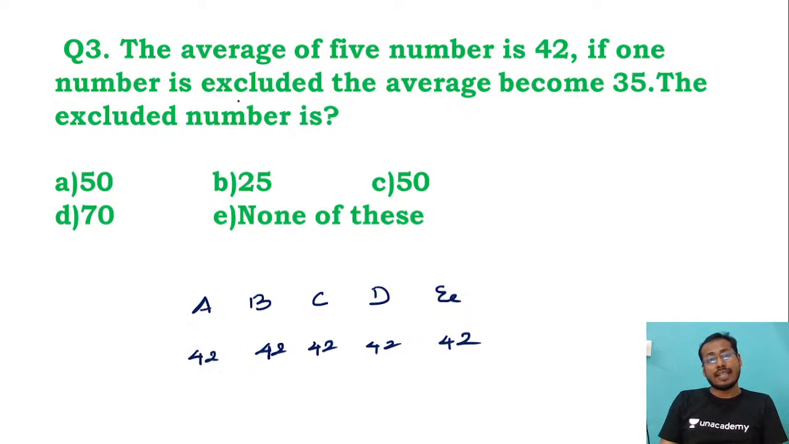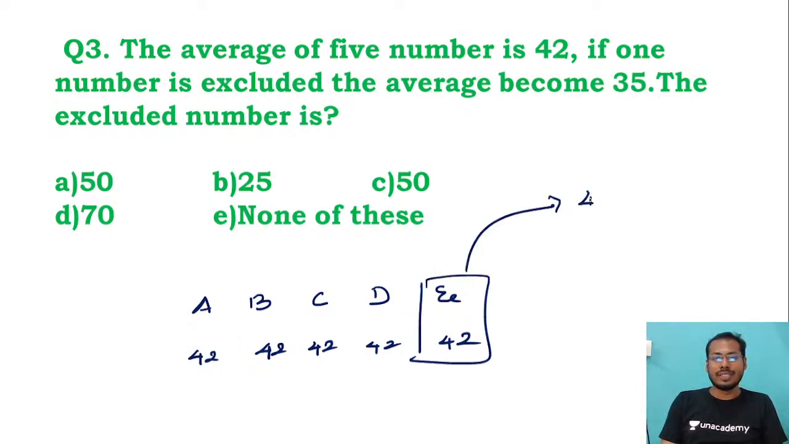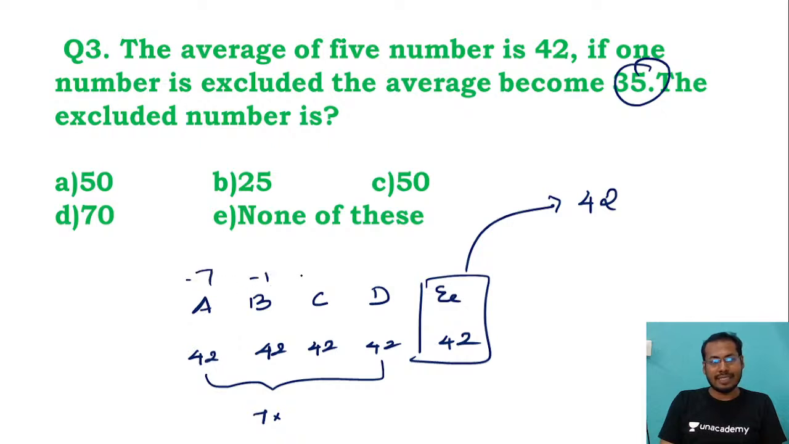Look at this. The average of 5 numbers is 42. That means each one is 42. Okay, if one number is excluded, the average becomes 35. That means the average was reduced by 7. If the average is reduced by 7, all the 4 will be reduced by 7. So 7, 7, 7, 7. All the 4 will be reduced by 7. So 7 into 4 is 28.